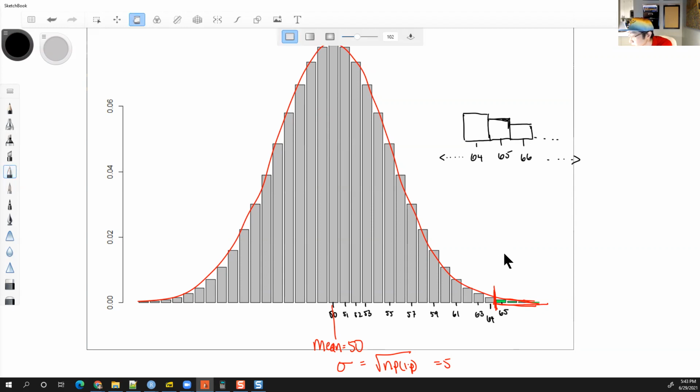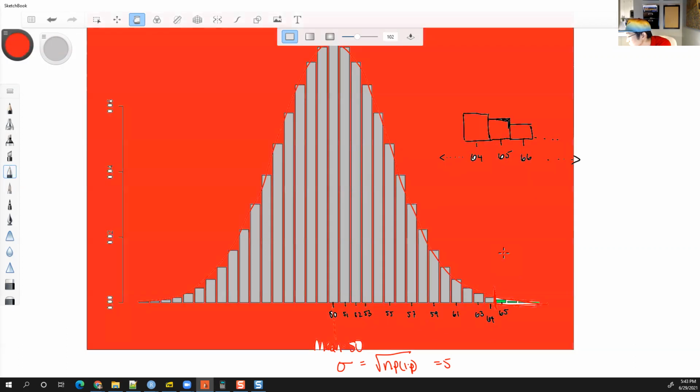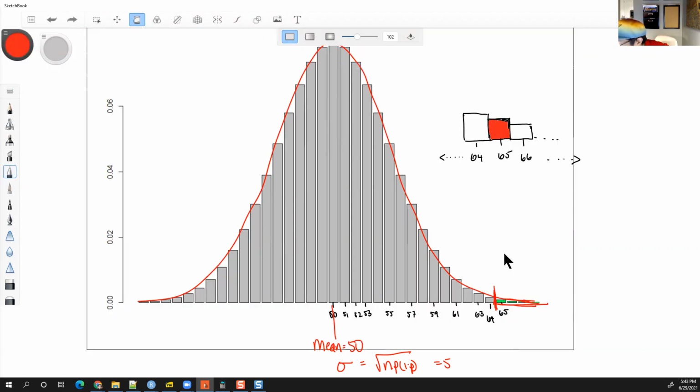If I shade this area in, where is my cutoff being drawn? It's not drawn at 65, and not at 64, but halfway between 64 and 65. So I'm using 64.5. I hope that makes sense.